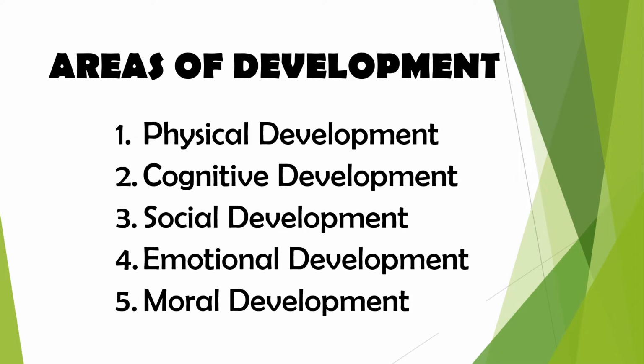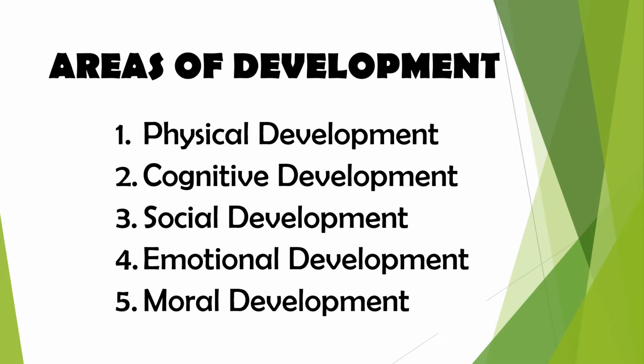Next, we have five areas of development. Number one, physical development. Number two, cognitive development. Number three, social development. Number four, emotional development. And number five, moral development. When we say physical development, it includes muscle coordination and control, growth in size and in proportion. Example, a child rolling over, lifting its head, or sitting up. So that is the physical development.